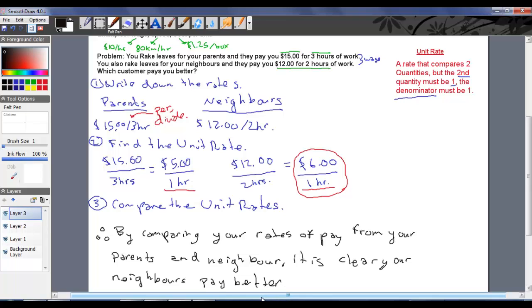And there you go, you're done. You just compared two rates and found out which gave the better rate of pay.